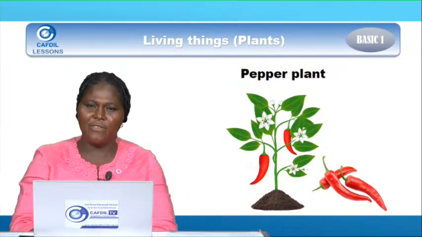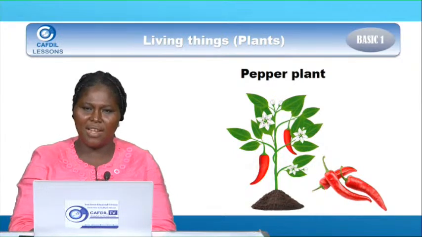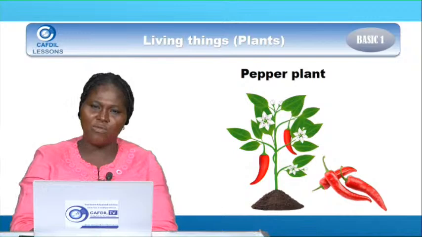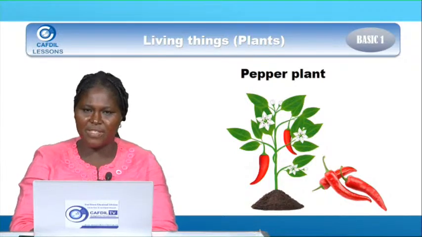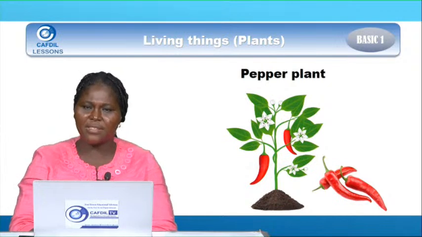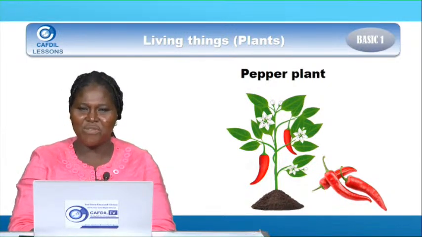We have the flowers. Now what color are the flowers? Pepper has white flowers. And the leaves are green. So the fruits are red, the flowers are white, and then the leaves are green.